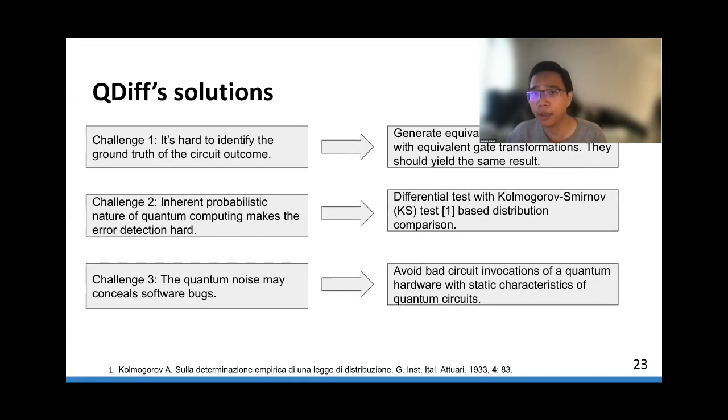We adopt KS statistic-based comparison to compare the program results with its equivalent versions and report divergence if the KS statistic is larger than a threshold. Thirdly, to make sure the bugs come from software and not from hardware noise, QDiff avoids bad invocations of the quantum simulator and hardware by analyzing two static features of the quantum circuit. First, the circuit depth should be less than a certain amount to make sure the execution of the quantum circuit is less than T1 time. And second, the 2-qubit gate number should be less than a certain threshold.